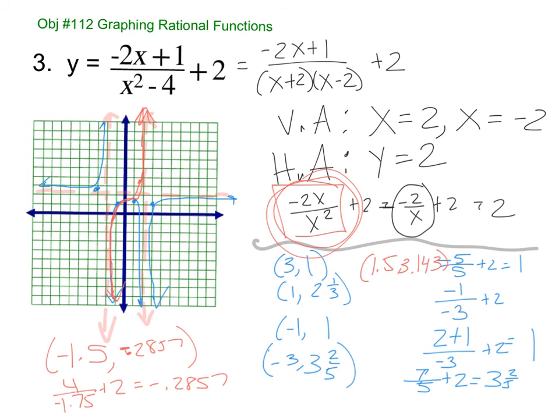idea that you have a 0 plus the 2. As x gets really close to that positive 2, it's going to infinity. When it gets close to the negative 2, it's going to negative infinity.